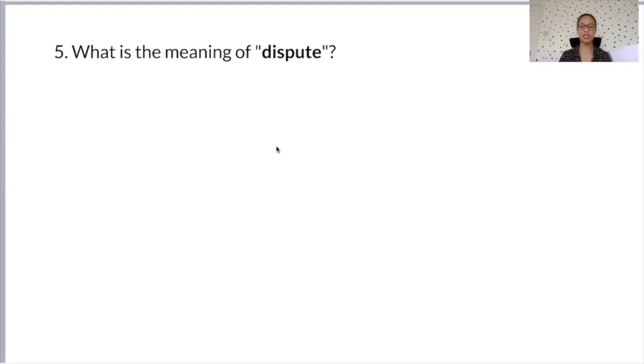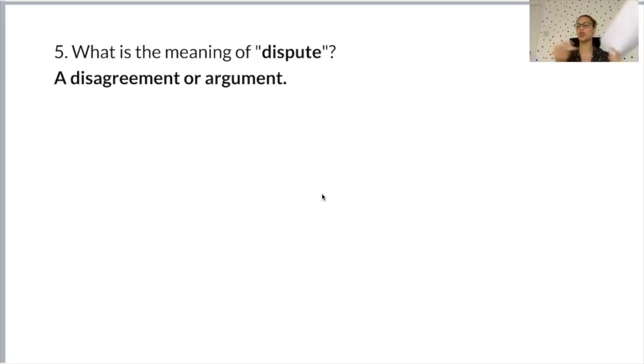Okay, dispute. Does anyone know what a dispute is? Good, a disagreement or an argument, perfect. A disagreement or argument. Can you write that down, please? Make sure you've got that written down. Okay, could be a serious conversation. So it's a serious conversation, but usually you're disagreeing with each other. So rather than just having a serious conversation about anything, you're on two different sides in a dispute.